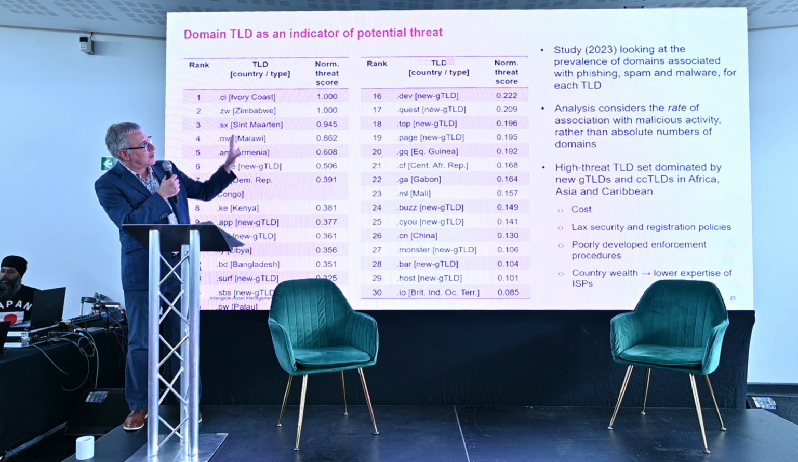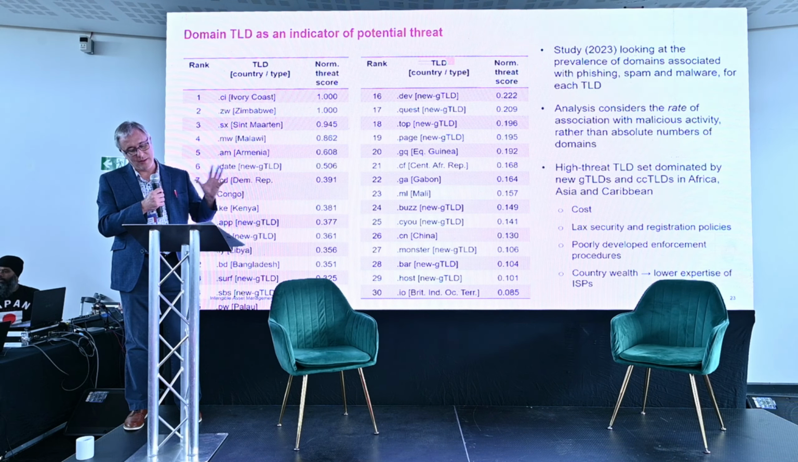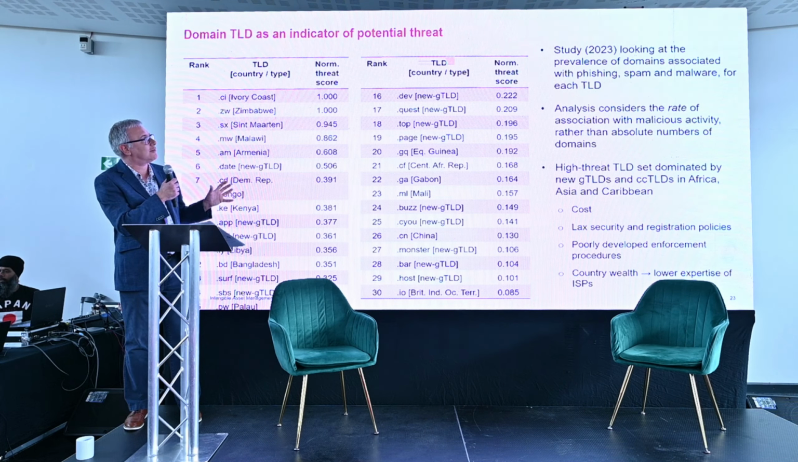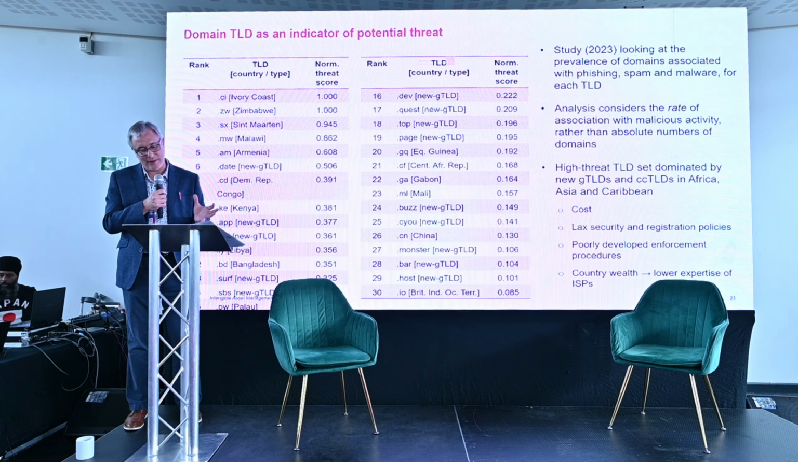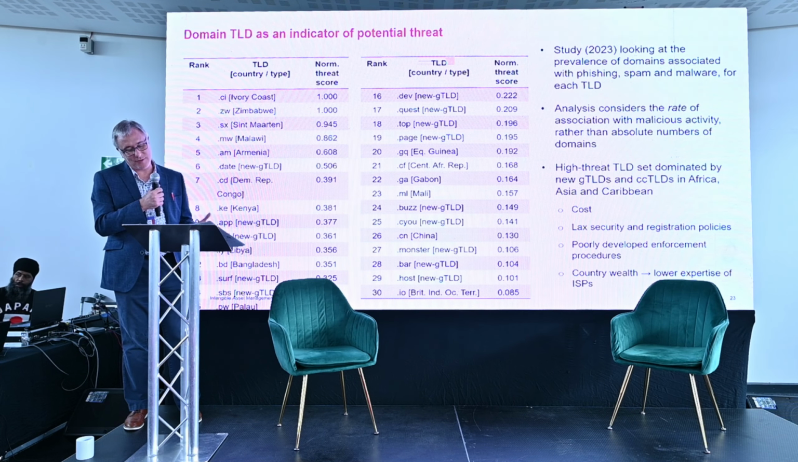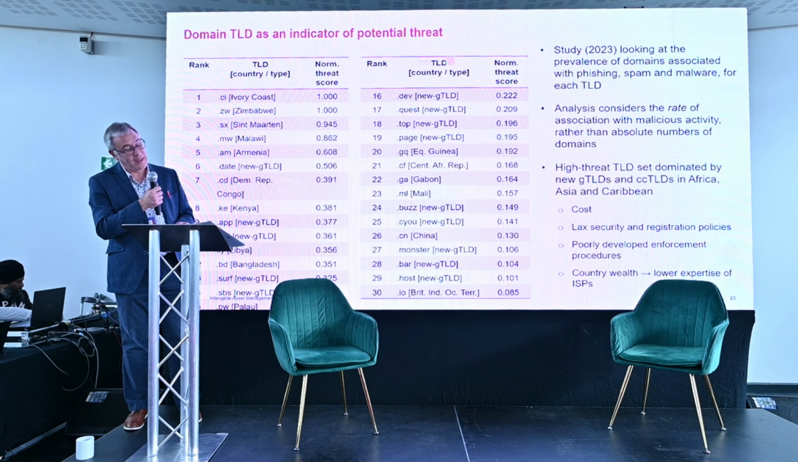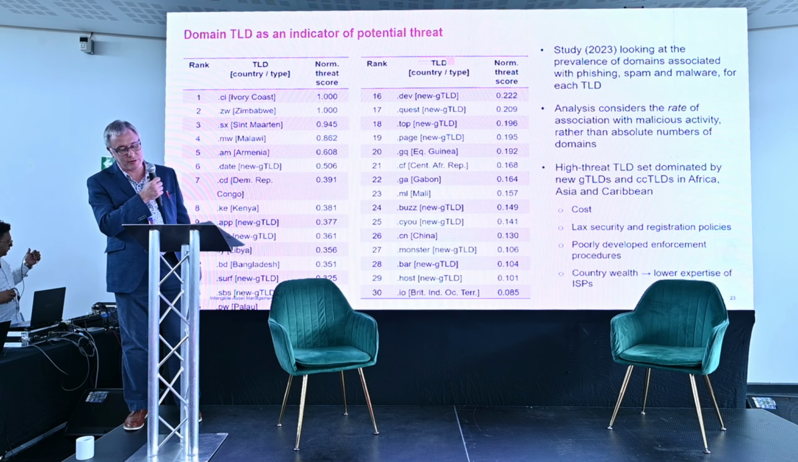A lot of the top country code domains tend to be in regions such as Africa, Asia, and the Caribbean, and that is caused by a number of factors, including typically the cost of registration in these countries, the fact that often there are lax security registration policies, the fact that in many of these countries there's poorly developed enforcement processes, and actually the wealth of a country can have some impact on the level of expertise within the ISPs themselves, and can mean that some countries are more attractive to infringers.